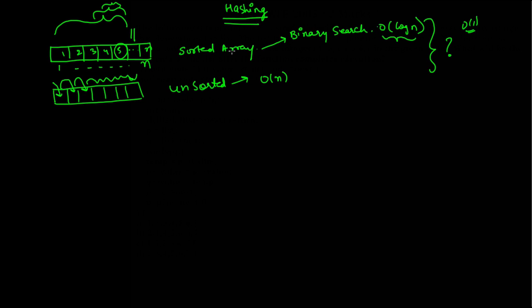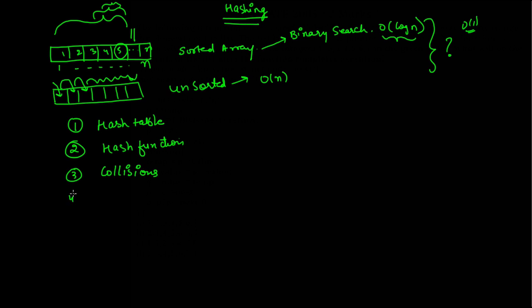Now there are 4 key components in hashing. Number 1 component is the hash table. Number 2 component is the hash function. Number 3 component is collisions. And number 4 component is collision resolution techniques. Okay, now let us check all these things one by one.